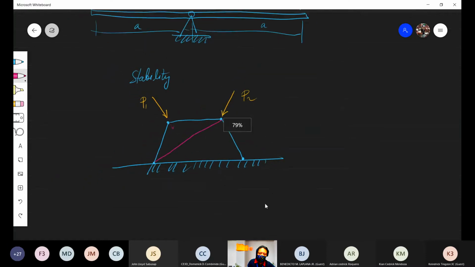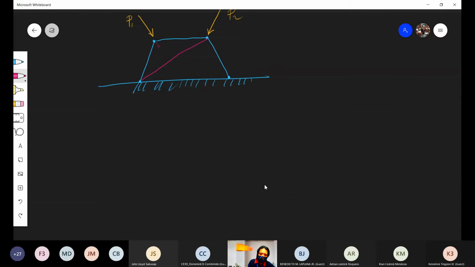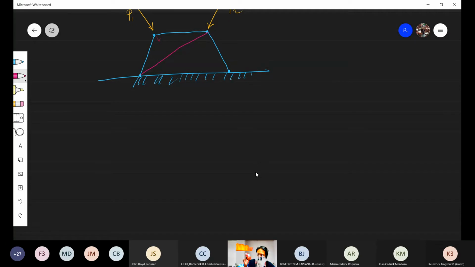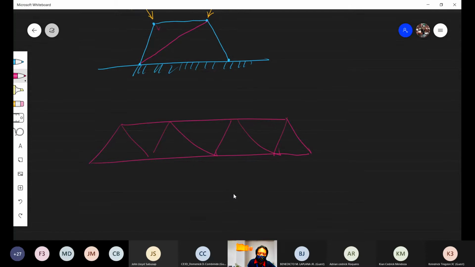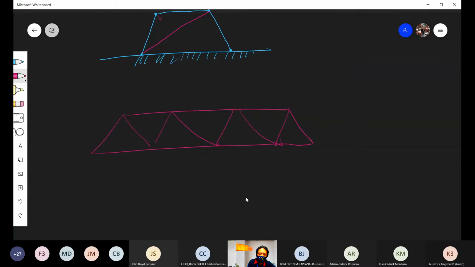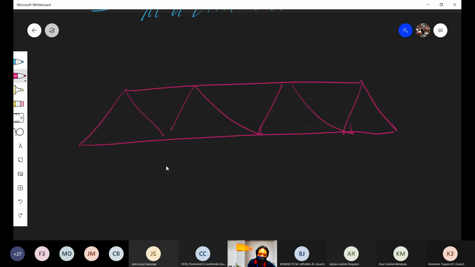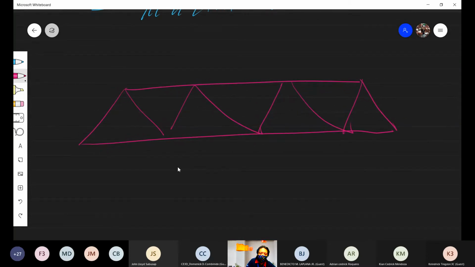That is why, if you look at most trusses, like the trusses of roofs, they always have the shape of a triangle. Trusses are always triangles because the triangle is the most stable shape. Triangle is the most stable shape. That's why it is widely used in our trusses.